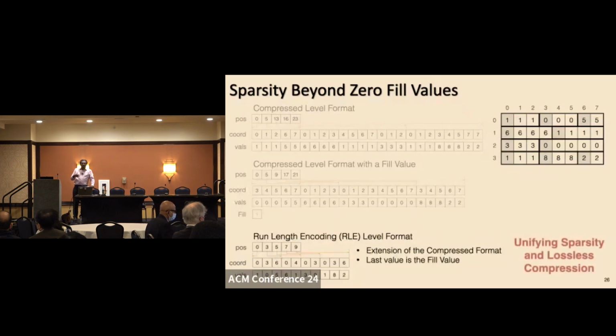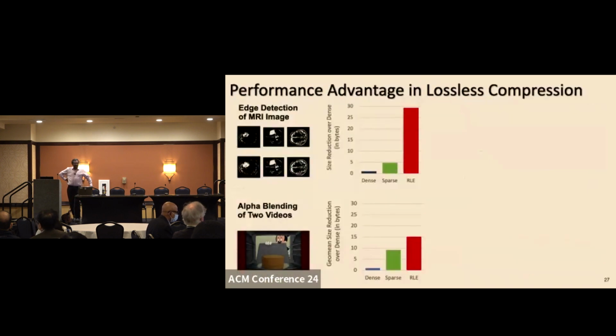This is really interesting. What we have done right now is unify the concept of sparsity with lossless compression. Lossless compression uses run length encoding, but now you can use the same framework with a small extension to get lossless compression. This is really cool. So here are 2 different examples. One is an MRI image, the other one is a cartoon. If you use dense, you have no additional compression. If you just use sparse, if you just compress out zeros, you get a little better compression. But if you do run length encoding, you get really, really good compression.